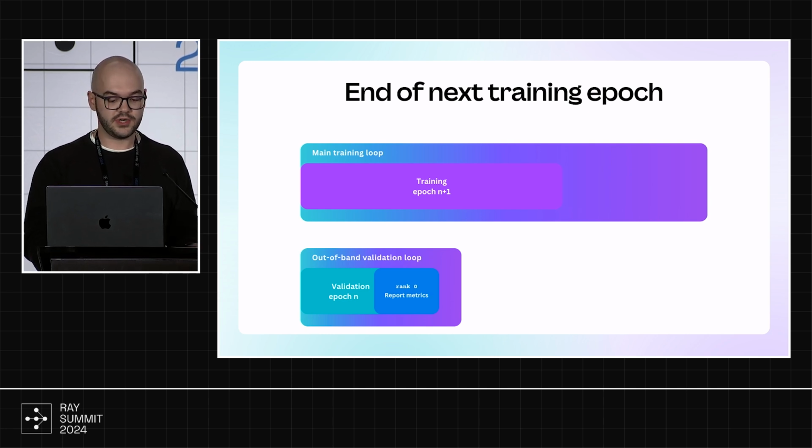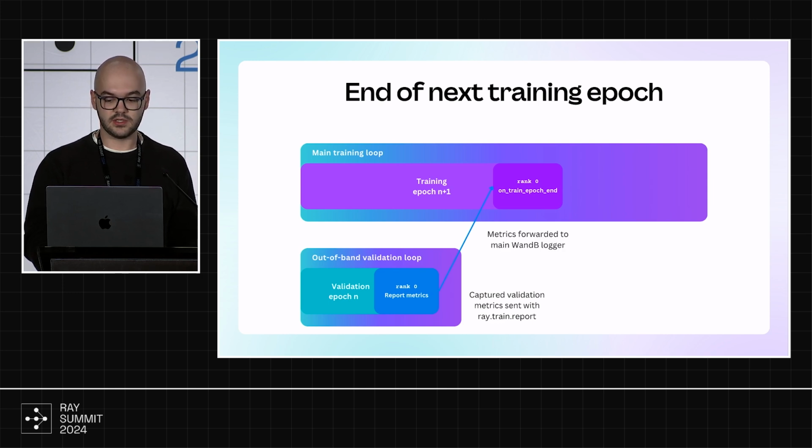So on global rank 0, we use ray.train.report to report the captured validation metrics. The training loop then picks them up and passes them on to the Weights & Biases logger. And once this all is done, the process repeats again, and the next out-of-band validation run is started.